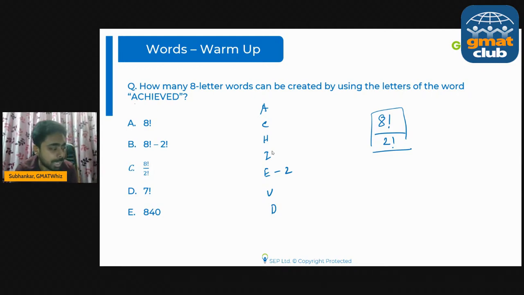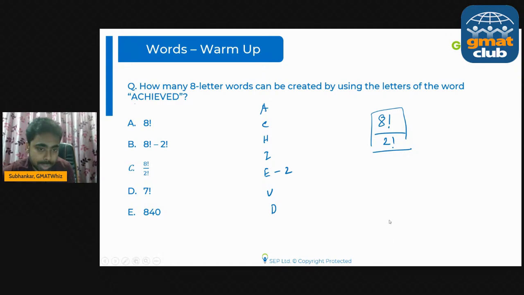It will not be 7 factorial, because I need to use E twice. It's not like I'm using 7-letter words where all the letters are distinct. That is a separate question, and I didn't ask that. I just asked, there are 8 letters, you arrange them in different ways and find your answer. So you do 8 factorial by 2 factorial. A very simple question, so I'm not giving much time to it anymore.